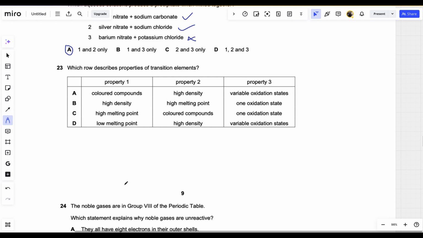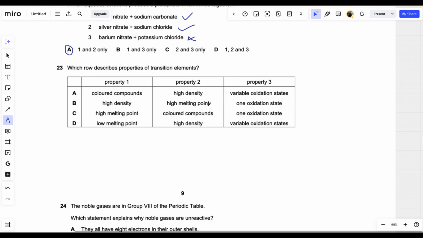they have high density, we know they do. Okay, we can choose high density, form colored compound. So let's go through the options. Which of these options is better? Question 23. They form colored compounds. Property 1, they have high density. They have variable oxidation state. And high density is also shared by other metals.